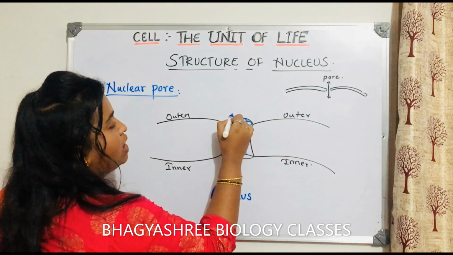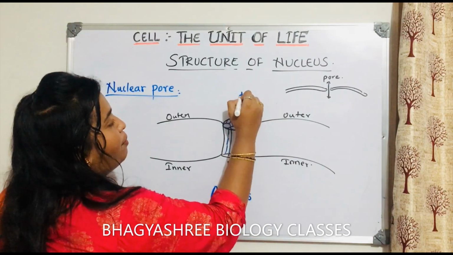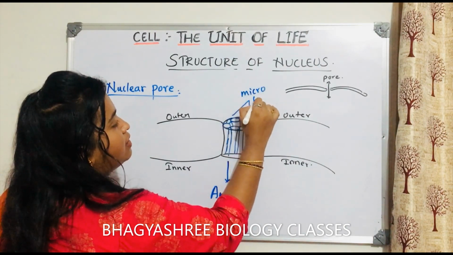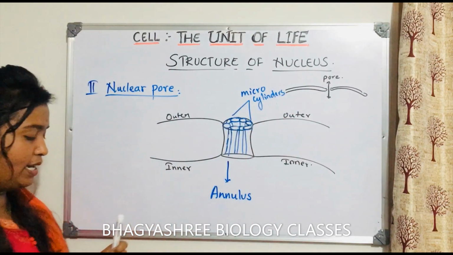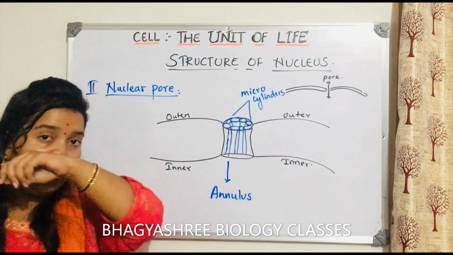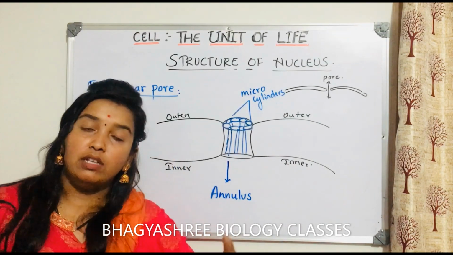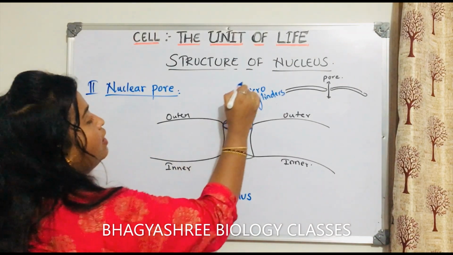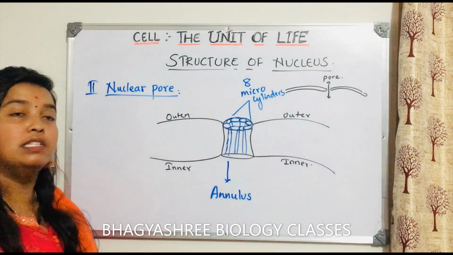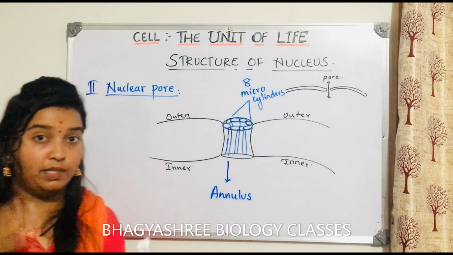So these we call micro cylinders, right? So what you can understand here is that the annulus is just like a big cylinder, and the annulus is made up of 8 micro cylinders. That also we need to write here. It is 8 micro cylinders. I hope this much is clear now.